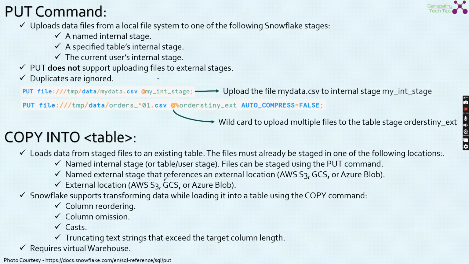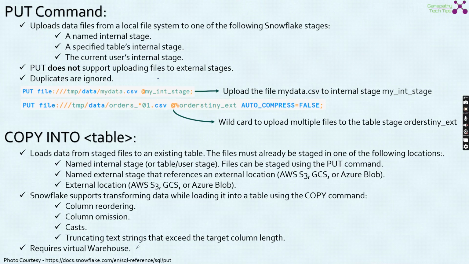And then name the external stage that references the external location, say AWS S3 or GCS or blob. And then the external location, again AWS S3 or GCS or blob. If you remember the previous diagram, everything is represented in a clear way.